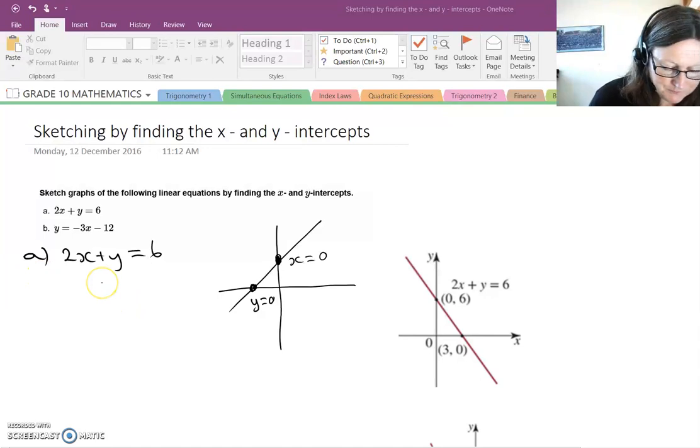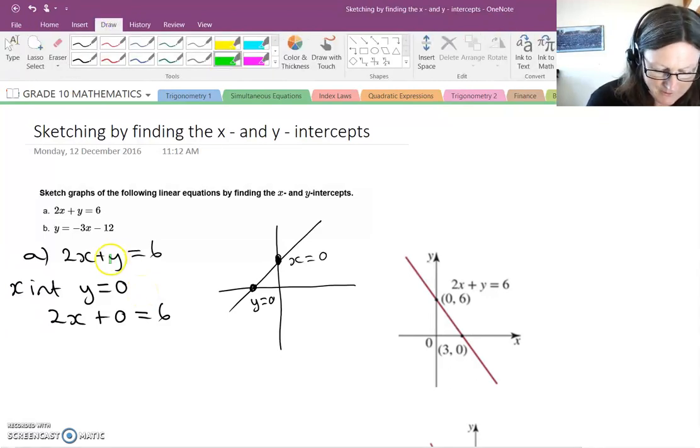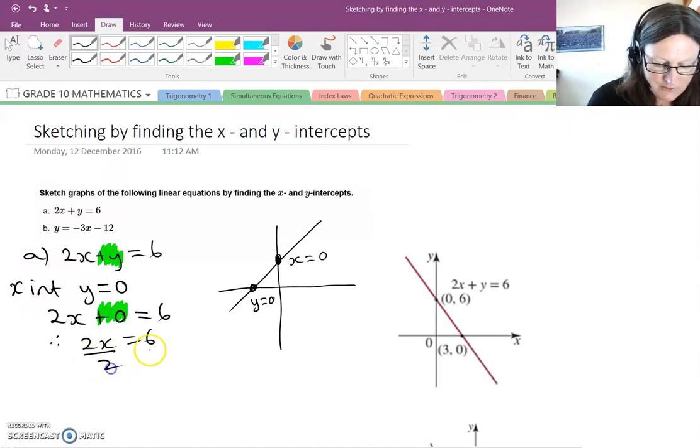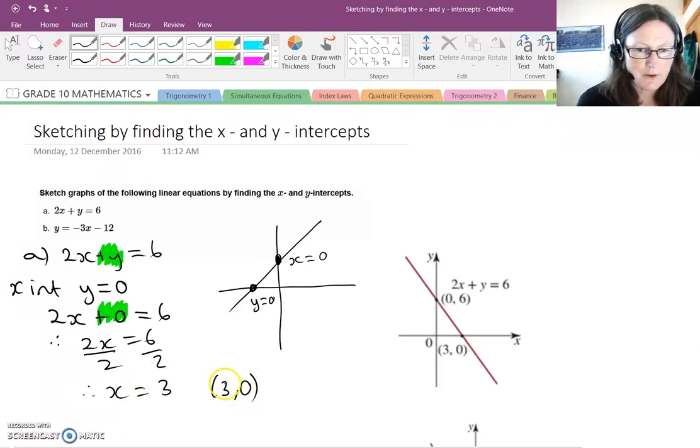So this is how we do it. Let's find here our x-intercept. Now remember, for an x-intercept, y is 0. So what we are going to do here, instead of y, we are going to put 0. So we have substituted y is equal to 0. So basically here, instead of y, we have substituted and put 0. So 2x is equal to 6, divide both sides by 2, x is equal to 3. So our x-intercept is 3. In other words, our x-intercept is at the point 3, 0.